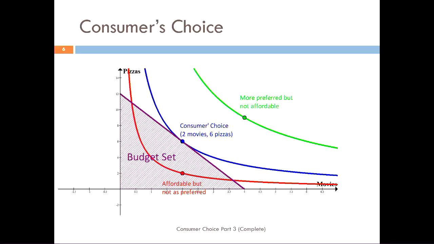The second property, as long as you have strictly convex indifference curves, is that the slope of the indifference curve at the most preferred affordable bundle is the same as the slope of the budget line. Right? That is, the budget line is just tangent to the indifference curve at the solution. Okay? So we're going to make use of that to find the most preferred affordable bundle.